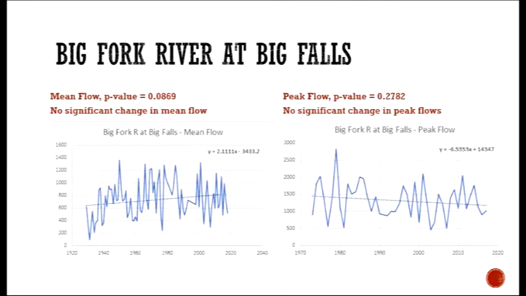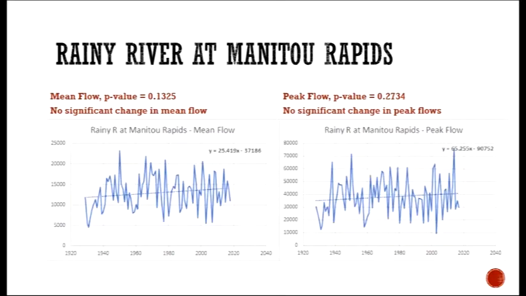On the left graph, you can see that the mean flow has not changed significantly, and on the right graph as well. On the left graph, the mean flow has not changed significantly, and on the right, the peak flow has not changed significantly as well.